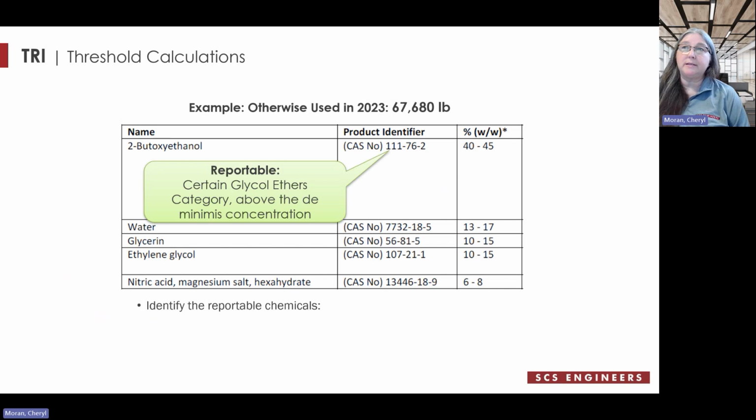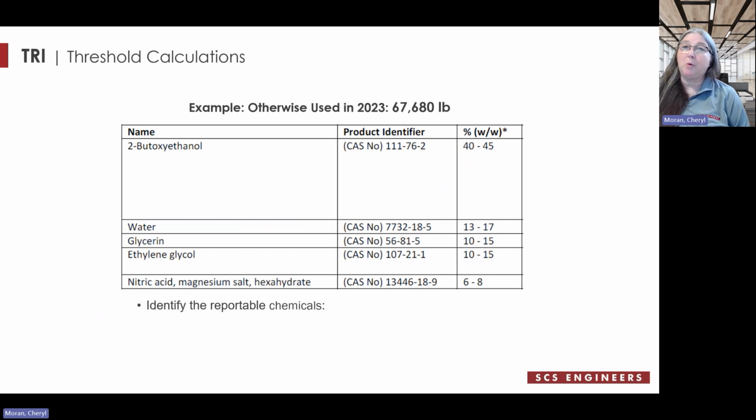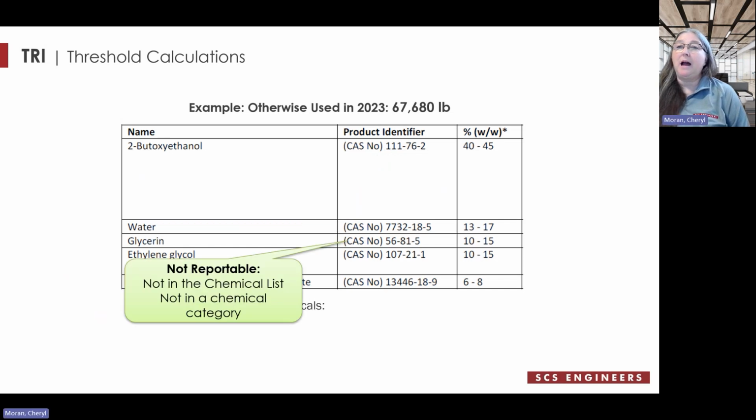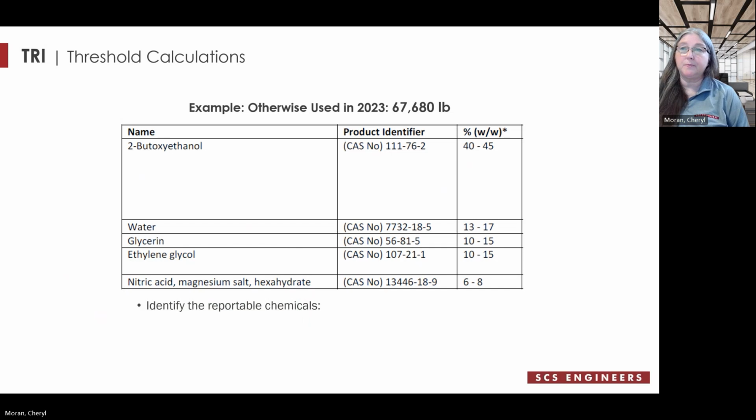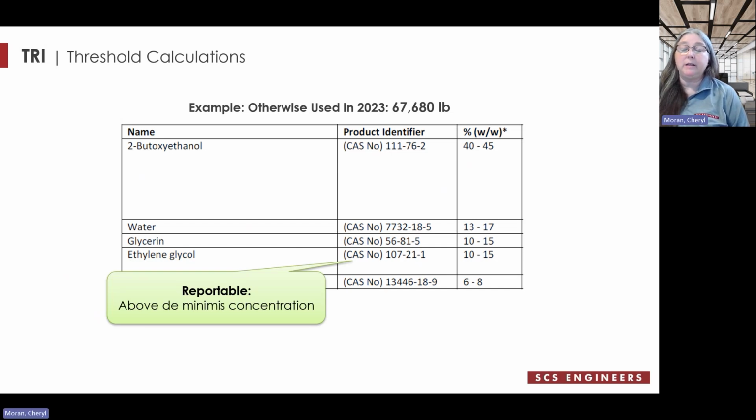I find that 2-butoxyethanol, which goes under many different names, but I searched by the CAS number, is listed in the certain glycol ethers category. And we can see by our weights, between 40 and 45%, that it is going to be above the de minimis concentration. Water is not reportable. I look up glycerin and I don't find it in a chemical list or in a chemical category list, so I'm not going to include glycerin in my calculations. Ethylene glycol is present and it is above de minimis concentrations.